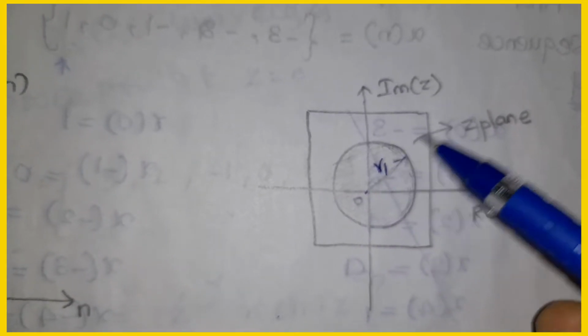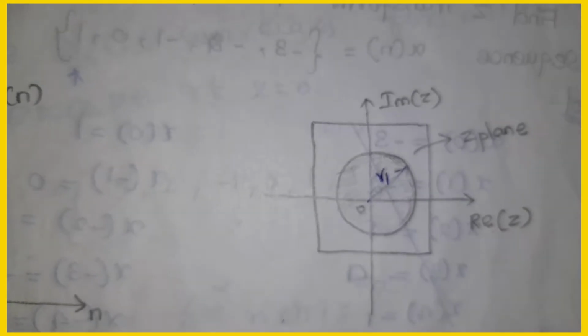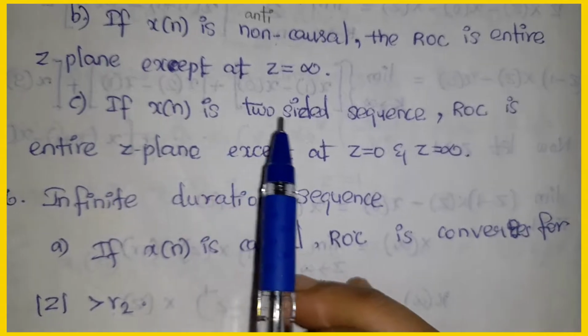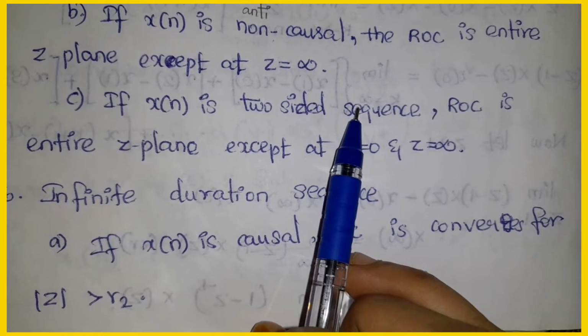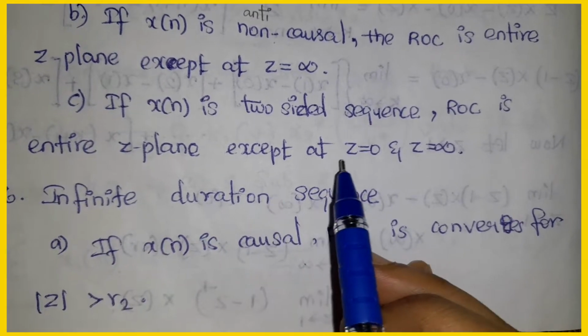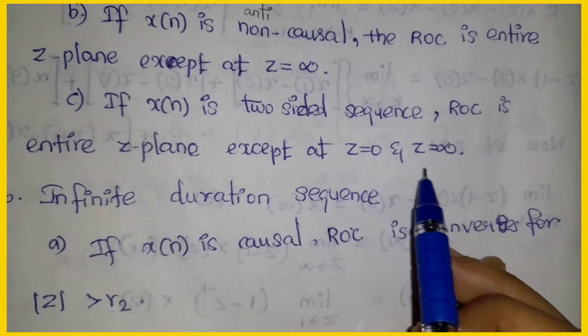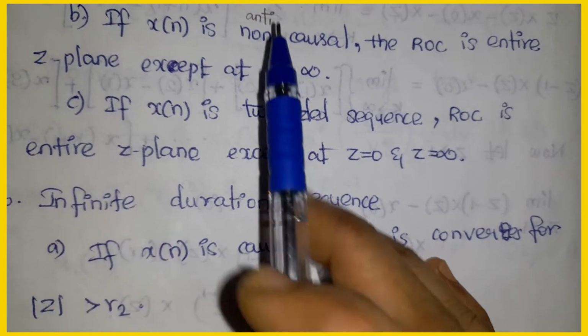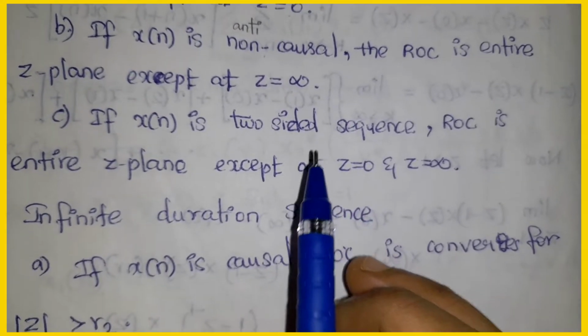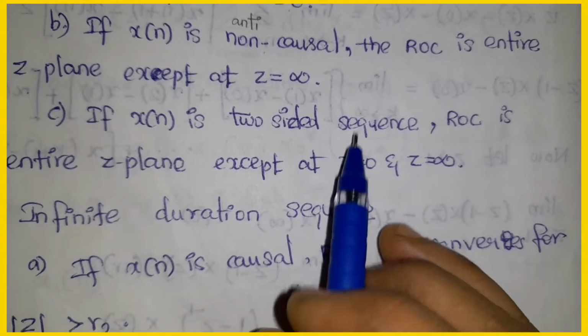So it may be a radius of this region R1. Next, if x of n is a two-sided sequence, the ROC is the entire Z plane except Z equal to 0 and Z equal to infinity. It means it has both types of points, both causal and non-causal.